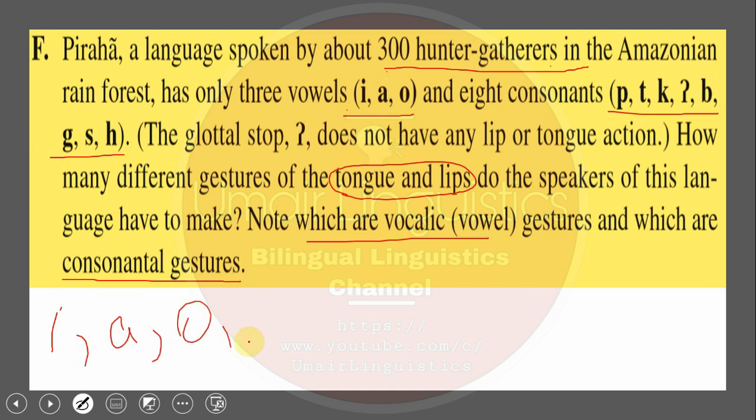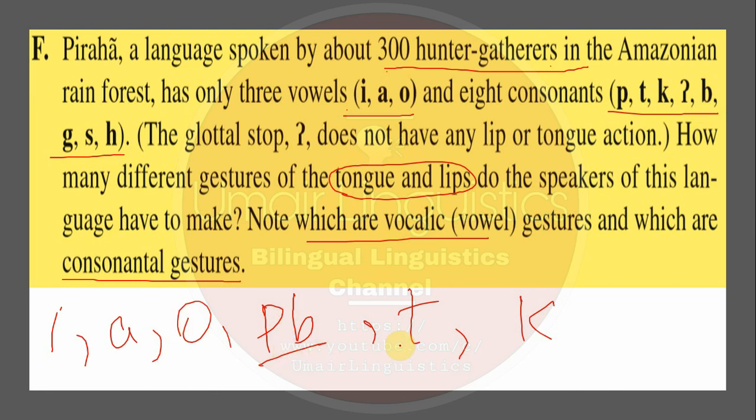Now look at the consonants p, t, k. But b and p both are bilabial, so they are produced from just one position. So 1, 2, 3, 4. Now t is an alveolar sound, but we also have s, which is also alveolar. So we say t and s have the same position. So this is one gesture, but from one gesture we are pronouncing two sounds.